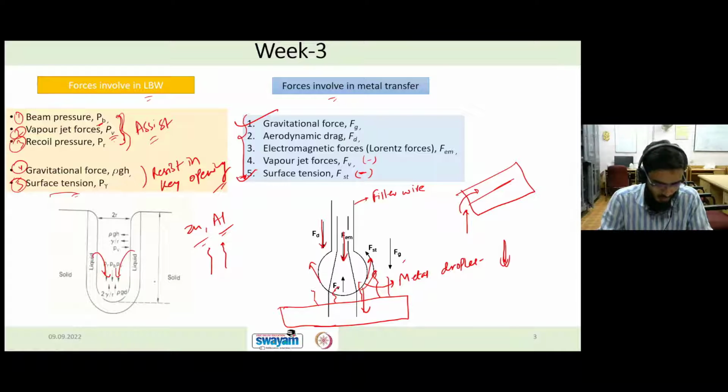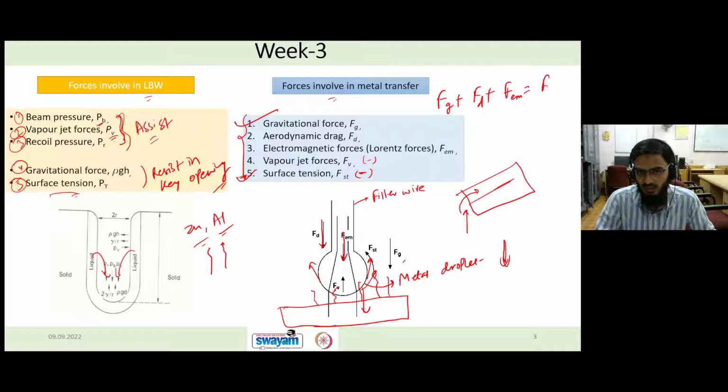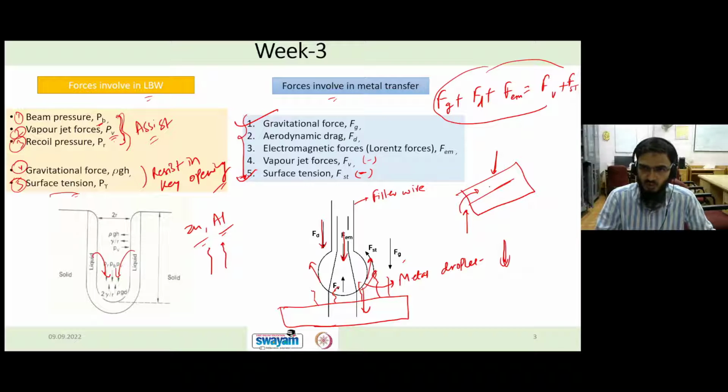If you write down the forces in a force balance, you can write Fg, that is gravitational force, plus Fd, that is aerodynamic force, plus Fem, that is electromagnetic force, is equal to Fv, that is vapor force, plus surface tension force. For writing this, I am assuming that I am doing downhill welding, that is, our electrode is coming this way and the base plate is in the bottom side, below the electrode. So these three forces will be assisting, and these two forces will be resisting. So I hope it is clear.